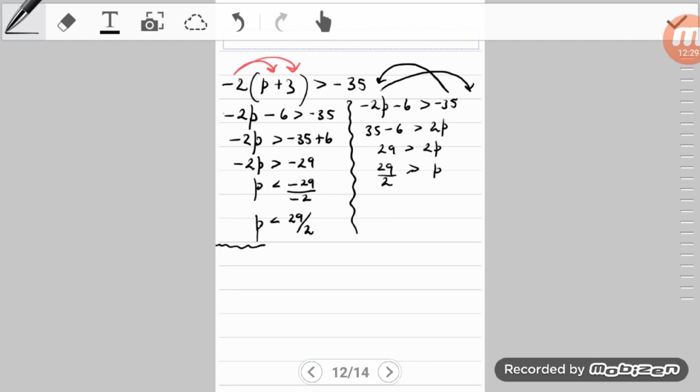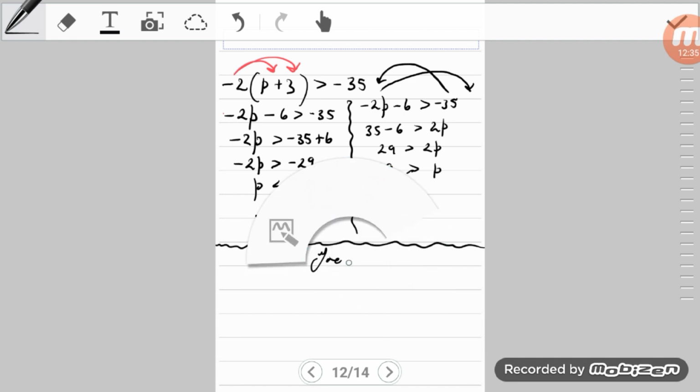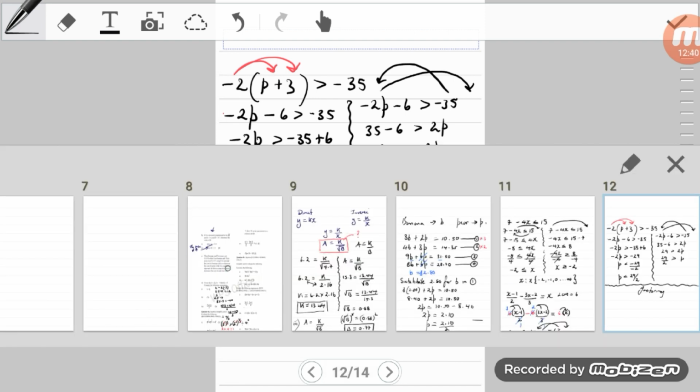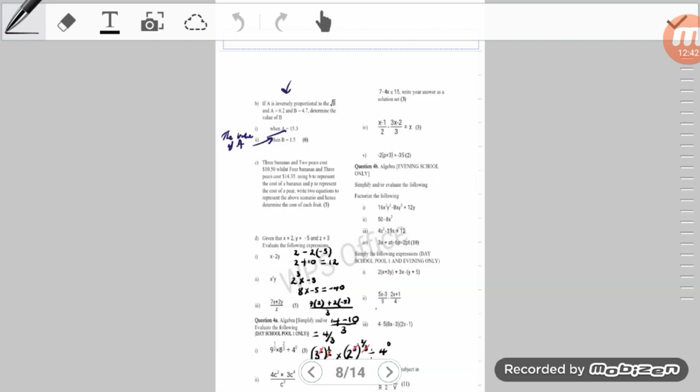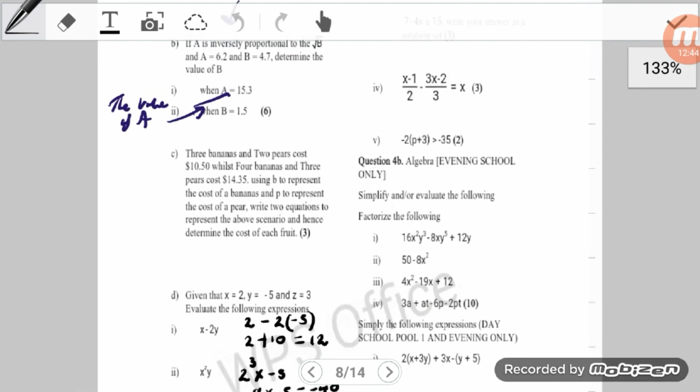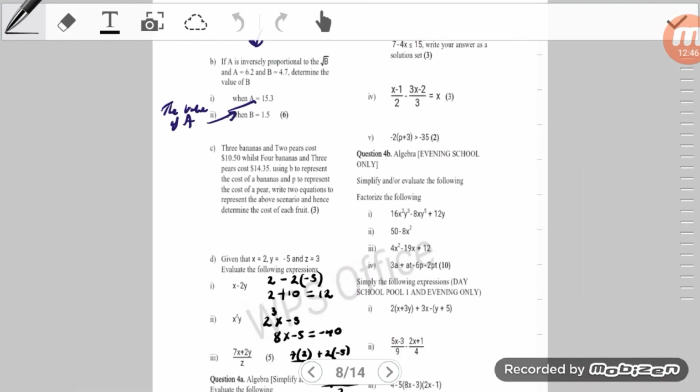Now, we are finished with equations. We're going to move on to some factoring. Let's go back to that page here and let's see what we can get. So we're going to be looking at factoring the following expressions. Factorization is a major topic in CSEC. Hopefully we can run through these 4 in this aspect of the video. All right, so here we go.